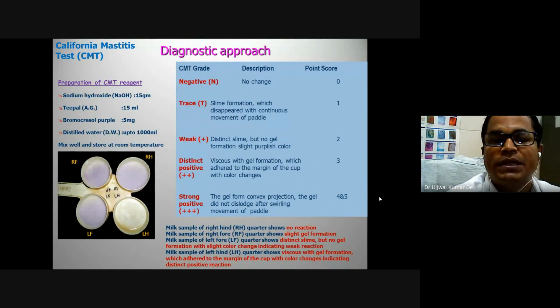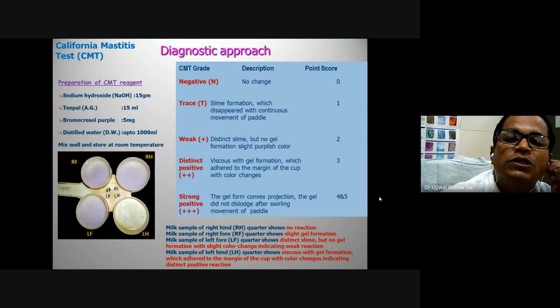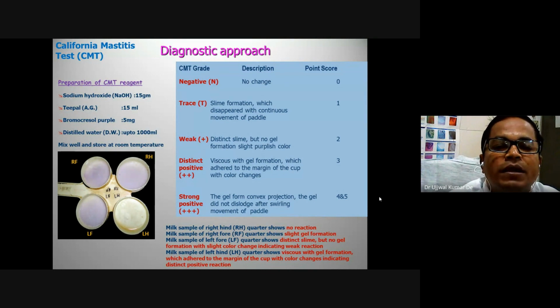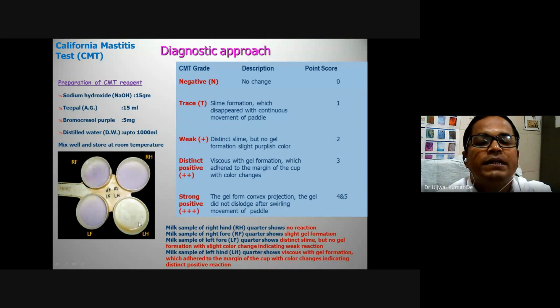So first, the California mastitis test, which is a cow-side test, is very easy to perform, and anybody can do this test in field conditions. For the CMT reagent, we prepare sodium hydroxide, teepol meaning detergent, bromocresol purple, and distilled water. You mix these four components and make up to 100 ml, 800 ml, or 1 liter of CMT reagent. Then you take milk from the four quarters: right fore, right hind, left fore, left hind. You take 3 to 4 ml of milk from each quarter, add 3 to 4 ml of CMT reagent, mix it and make a tilting motion.